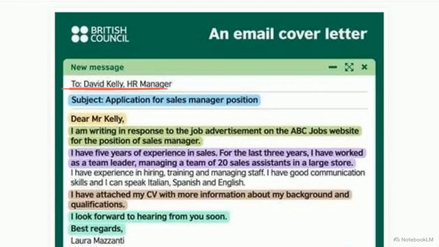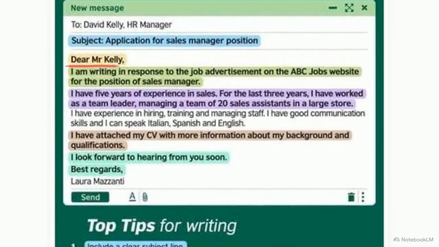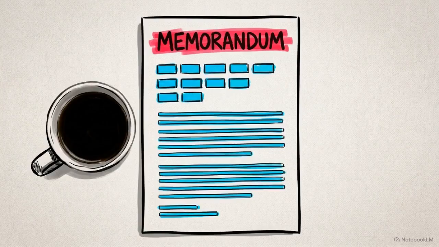It begins with the recipient's address and a clear subject line. Below that, the body opens with a formal salutation and introductory paragraph, provides supporting details, and ends with a formal signature. Next, we have the memorandum, or memo for short.